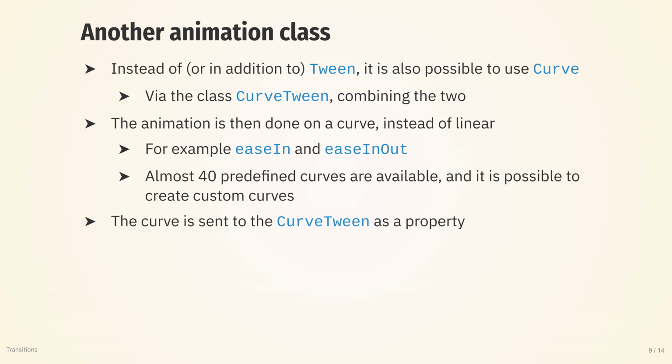So, for example, ease in will be a little bit easier in the beginning, and then it goes faster. Ease in and out will go faster in the beginning, and then it will be a little bit slower, and then fast again in the end. So instead of being linear, it is on a curve, and there are 40 predefined curves.